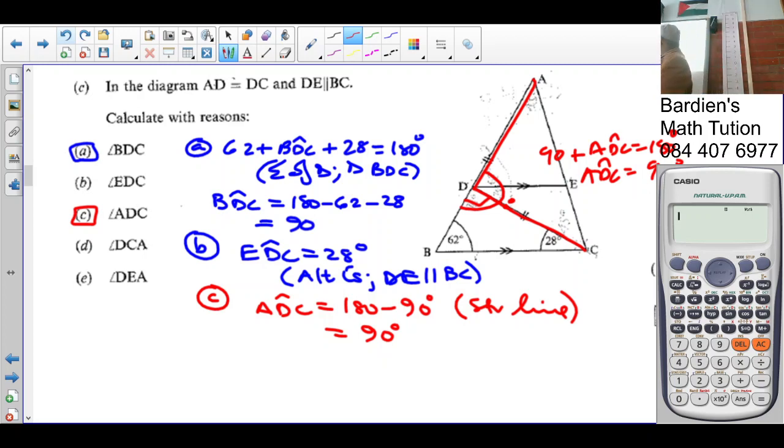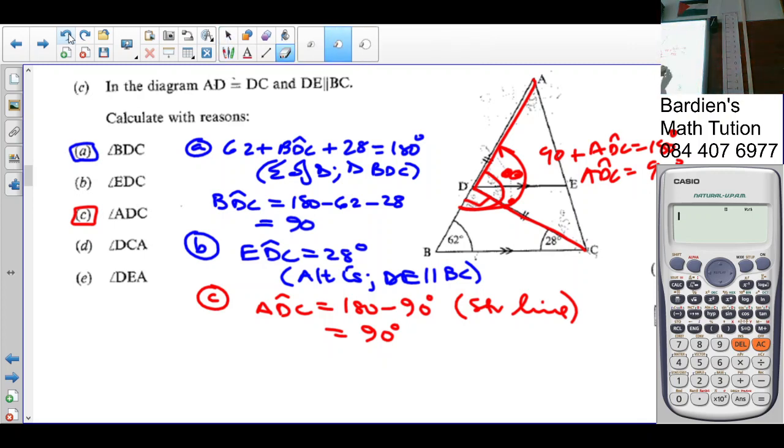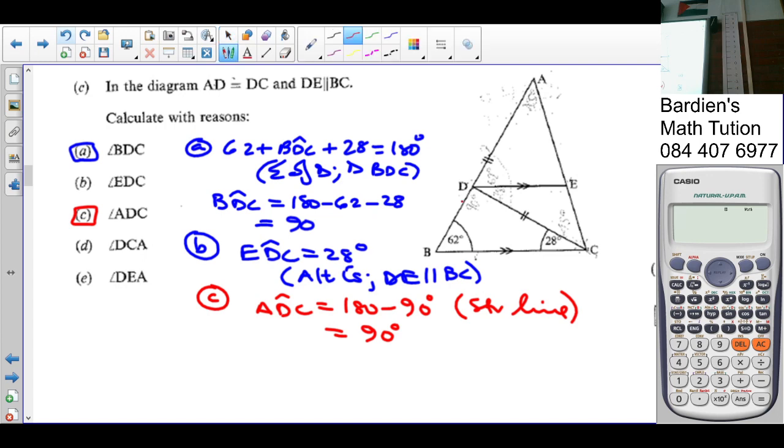Initially, when I started off that question, I also thought I wanted this angle here. For angles on a straight line, then I would have said 90 degrees plus 28 plus that unknown angle equals 180, angles on a straight line. But they don't want that. You understand what they want now? Okay. So at this point we got 90, we got 28, and we got 90 degrees there.